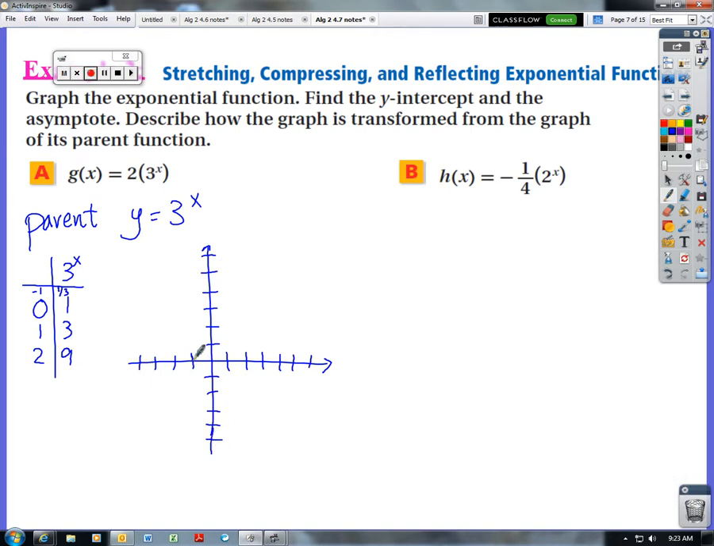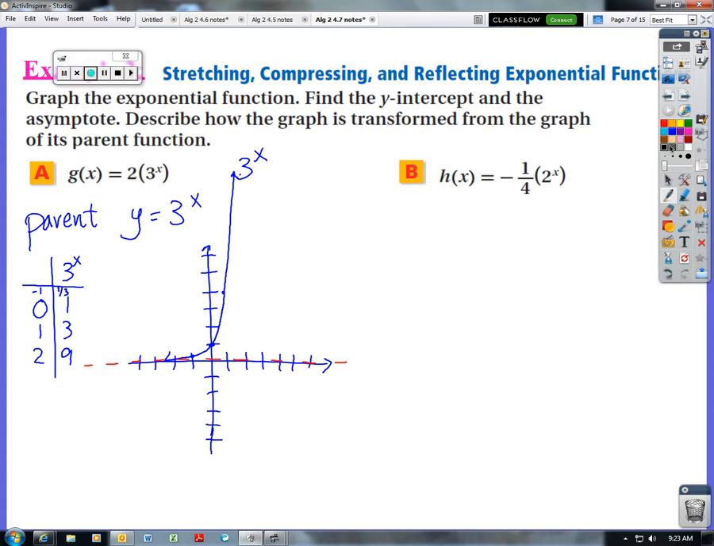Okay, so -1 is up 1/3, 0, 1, 1, 3, and 2, 9 is way up here somewhere. So I'm not even going to bother to graph that real perfectly. There's 3 to the x. That's your parent. So when you're doing these, please graph the parent, because I want you to graph these in the spirit of the transformation. That's the whole point of this lesson, as opposed to just blindly plotting points. And I'm also going to put in my asymptote, which is still y equals 0 for the parent.